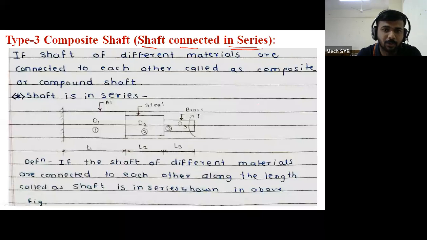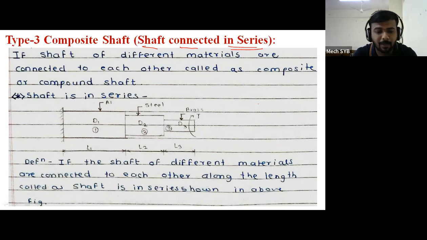So what is meant by the composite shaft? Already we have discussed what is meant by the composite material. If more than one material is in contact with each other, that structure we can call a composite structure. And based on that, in chapter number 1 we have solved the problems, that is composite structures, composite bars.